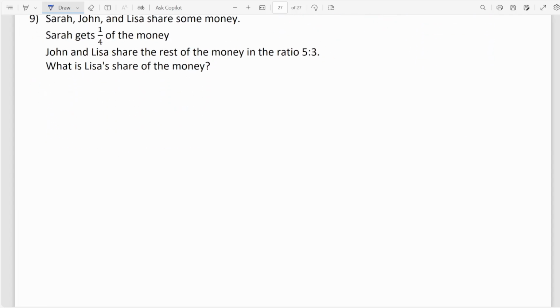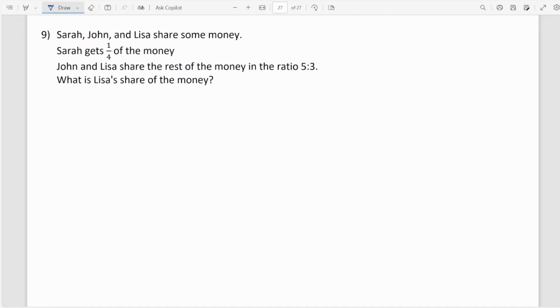Now let's move on to the final question. Sarah, John, and Lisa share some money. Sarah gets 1 over 4 of the money. John and Lisa share the rest of the money in the ratio 5 to 3. What is Lisa's share of the money?